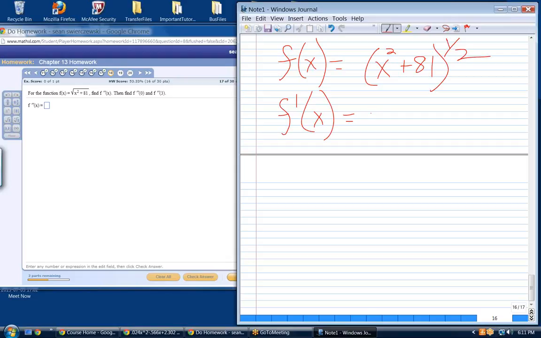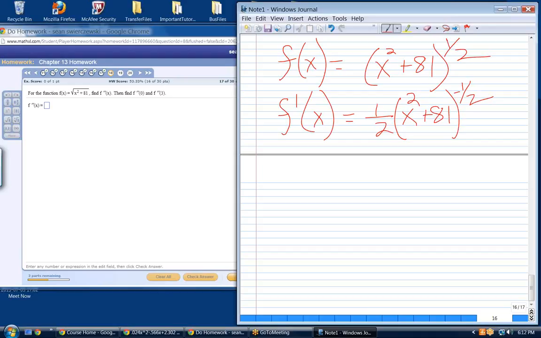So start with the derivative of the outside. So the outside, 1 over x squared plus 81. The easiest way, I think, to do this is take the derivative of the outside. Well, that's this. Do you see how that is the derivative of the outside? Because all I did was apply the power rule and assume that this was u. So it was really u to the 1/2. And that's 1/2 u to the negative 1/2.